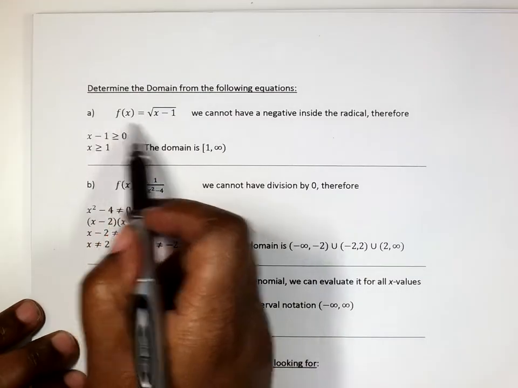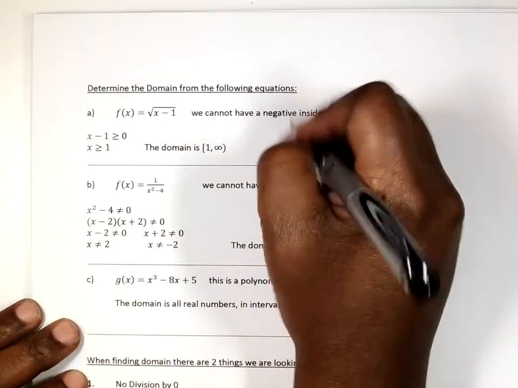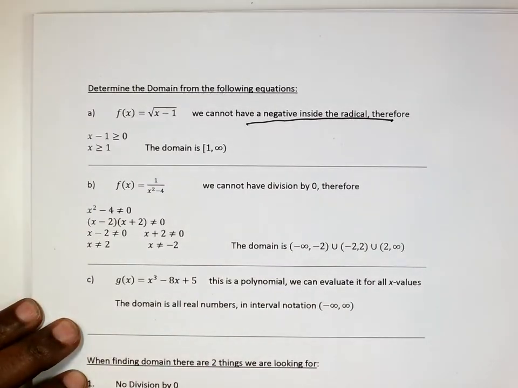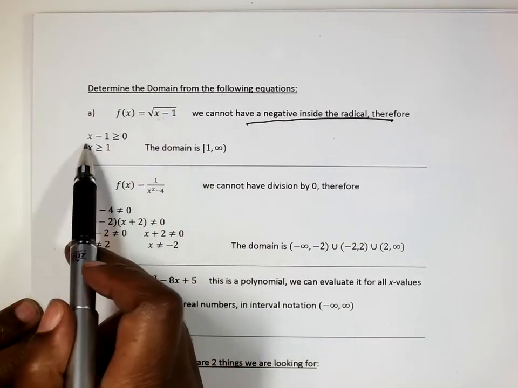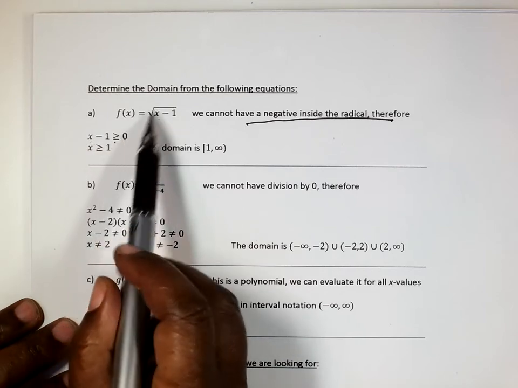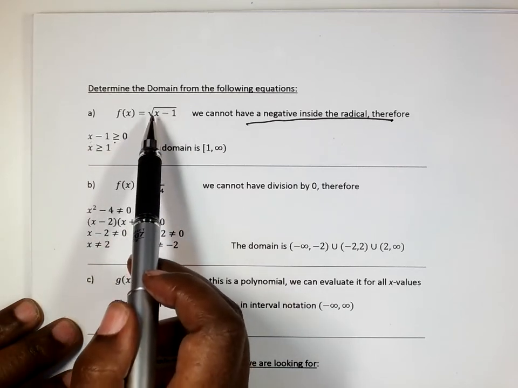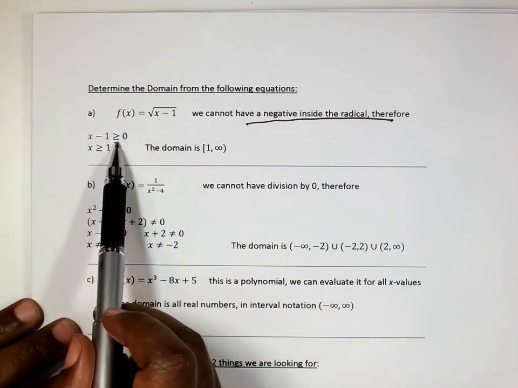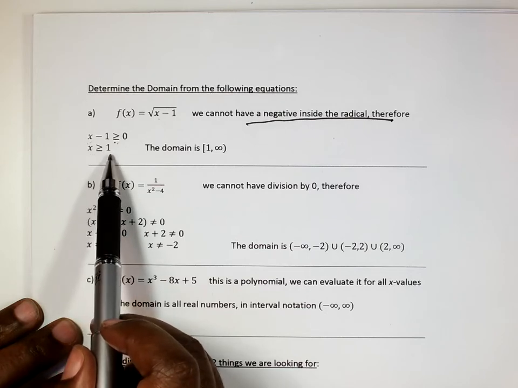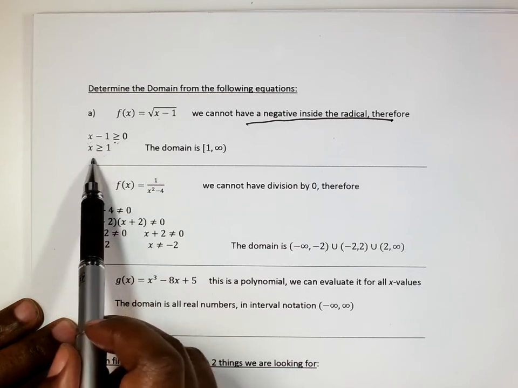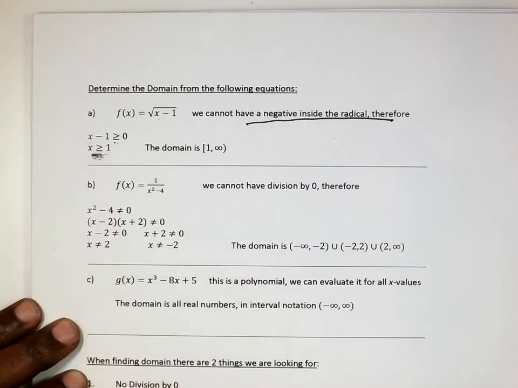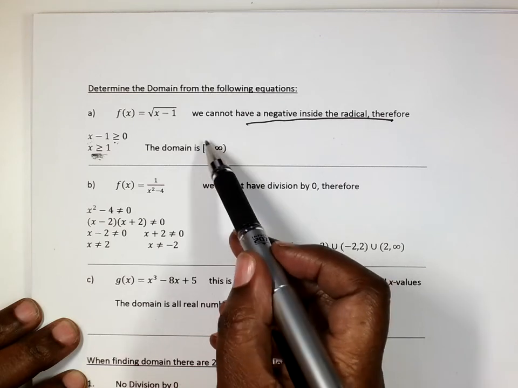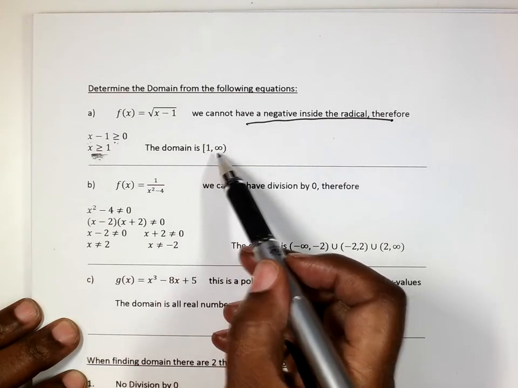So the first one, I have the square root of x minus 1 as my function, and I know we are not allowed to have a negative inside the radical. Therefore, I need to know when x minus 1 is greater than or equal to 0, because I can take the square root of 0, but I can't take the square root of a negative number and get a real number. So x minus 1 has to be greater than or equal to 0. We solve that by just adding 1 to both sides. So my solution, my domain, is x is greater than or equal to 1. Or, in interval notation, the 1 is included, so we have a bracket by it, and then it goes to infinity.